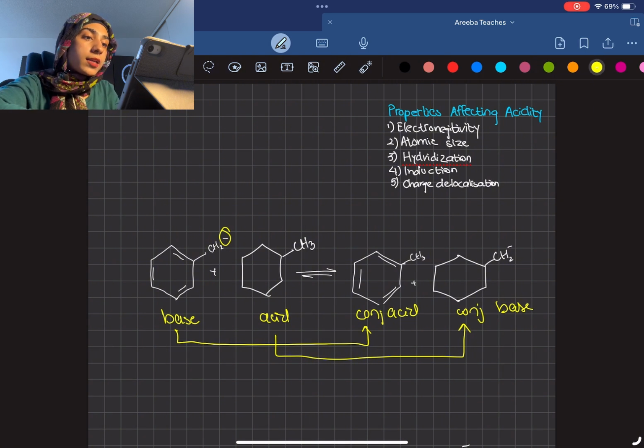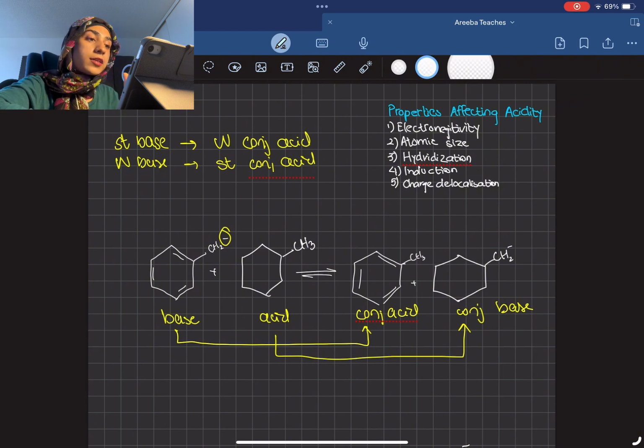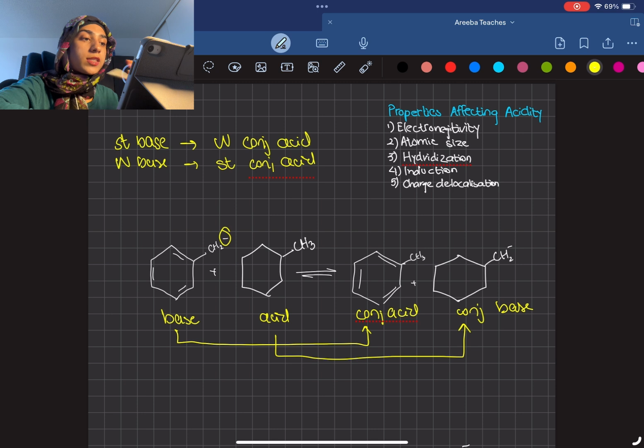Well, you need to know that if you have a strong base, the conjugate acid that it's making is going to be weak. Similarly, if you have a weak base, the conjugate acid that it's going to make is going to be strong. And it's vice versa. So let's say you have a strong acid, it's going to make a weak conjugate base. If you have a weak acid, it's going to make a strong conjugate base. So it's vice versa.